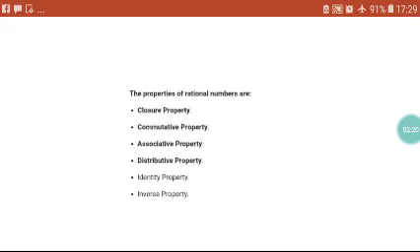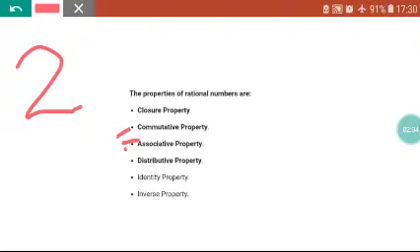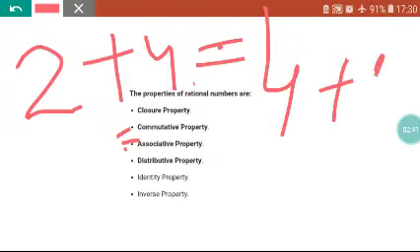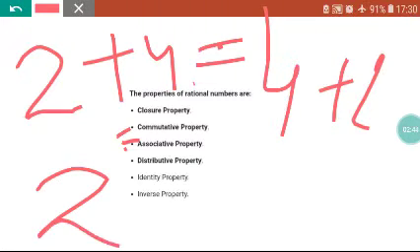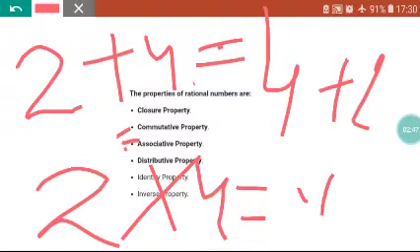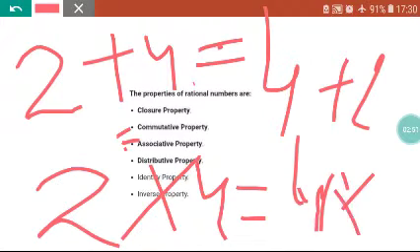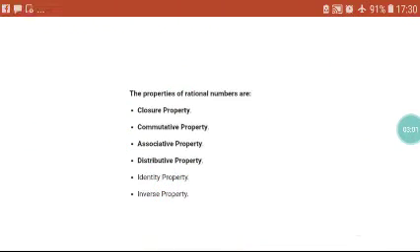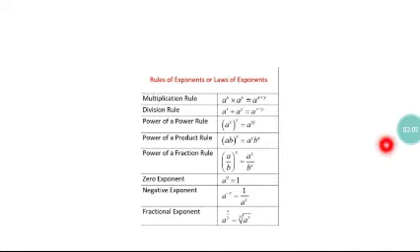The commutative and the associative properties mean that rational numbers can be added or multiplied in any order. This is only for multiplication and addition. Suppose I take 2 plus 4, that is equal to 4 plus 2, clear? Same thing, if I do 2 into 4, the same result will come when I multiply 4 with 2. So this is called the commutative and associative property, that rational numbers can be added or multiplied in any order.